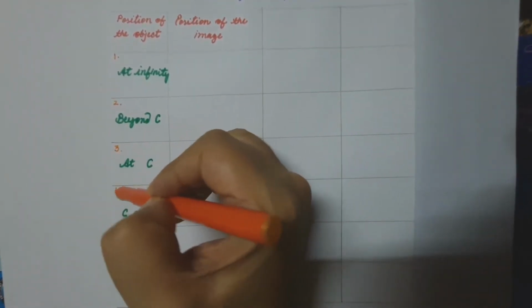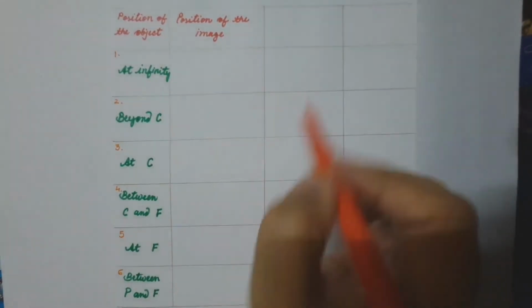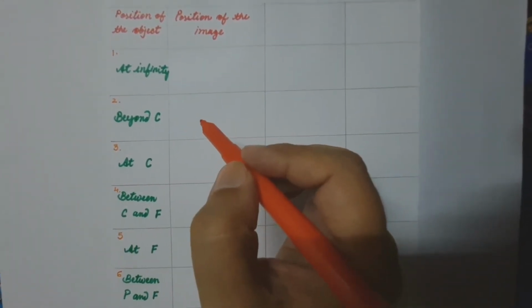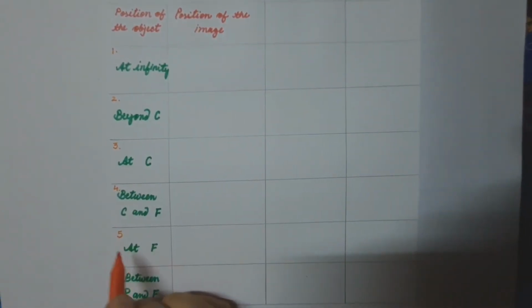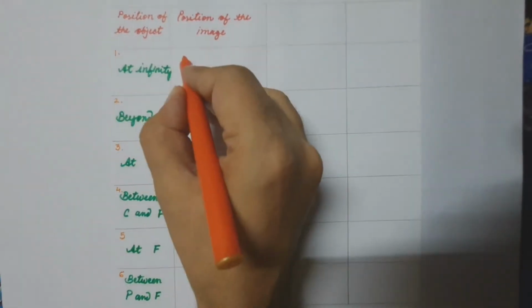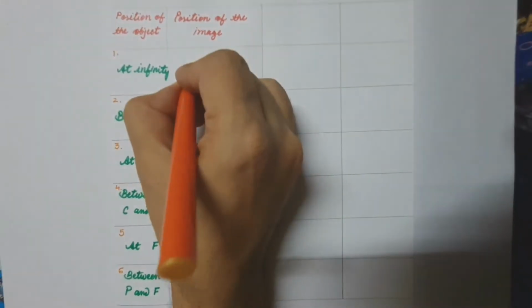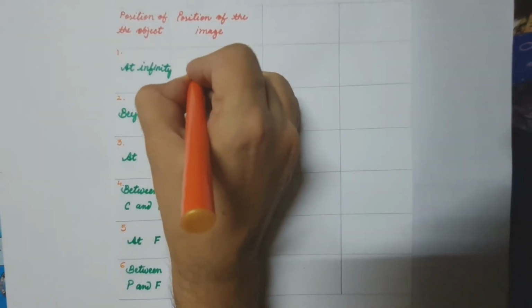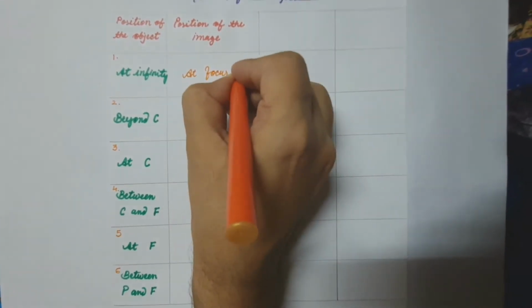For the positions of the object, I'll write here counting 1, 2, 3, 4, 5, 6. Now we will learn to complete the table by a certain trick. Likewise, I will write position of image. Fifth point against the first one, means the first object position is given at infinity. The fifth point is at focus, so I write here at focus, which is F.